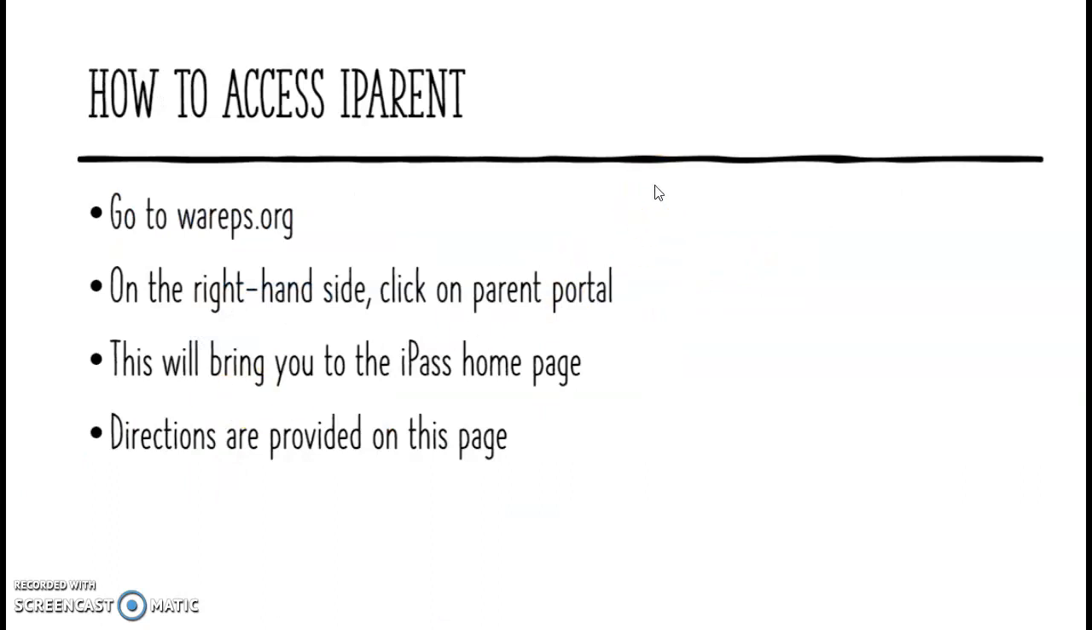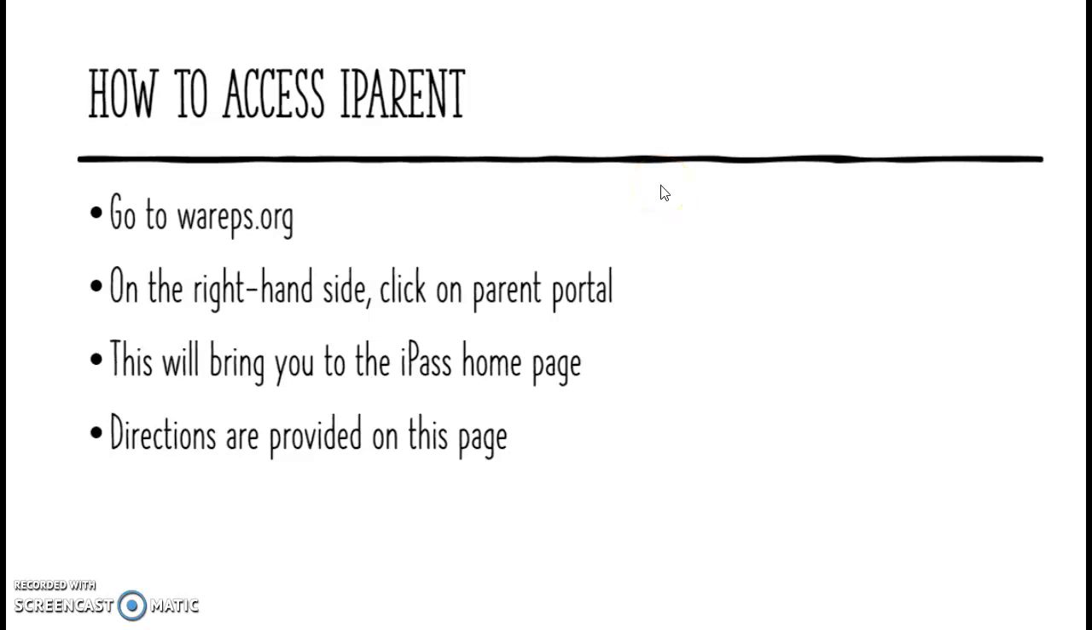How you can access iParent. If you're not already on iParent, I highly recommend it. You go to whereps.org. On the right-hand side, you click on the parent portal, and this brings you to the iPass homepage. Unfortunately, when I do it to practice it, it brings me to my iPass, and I'm already logged in, so I can't exactly see what it says. I think that you scroll down to the bottom and then you can sign up for iParent. If you have any questions, reach out to me, please, or you can reach out to the front office, and they can help you also.